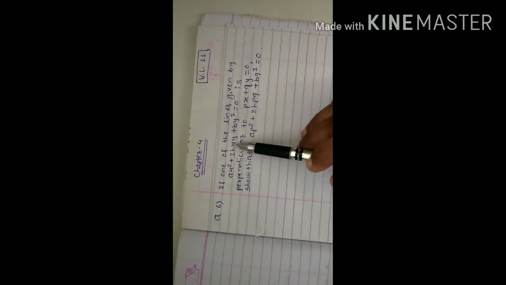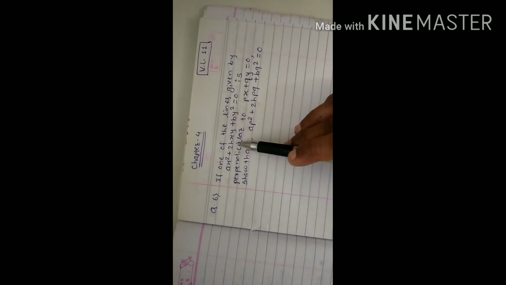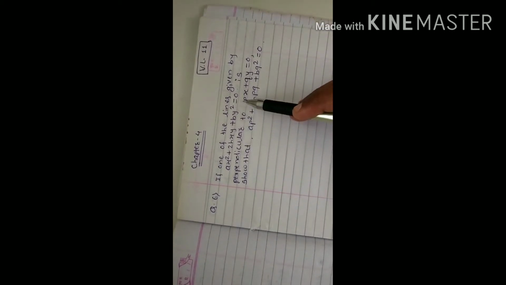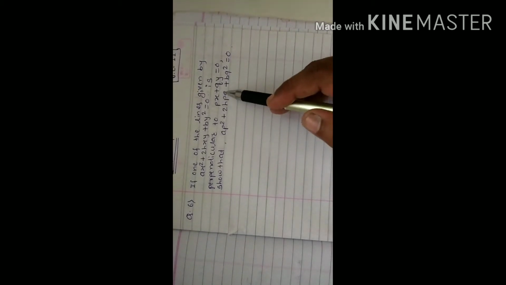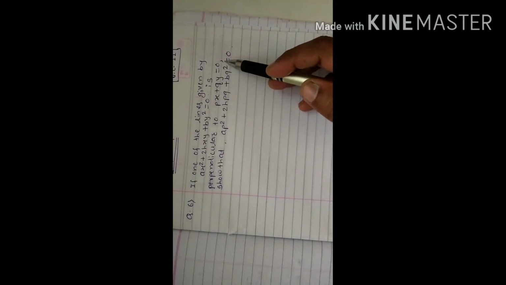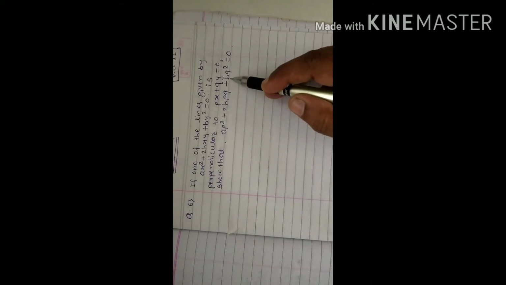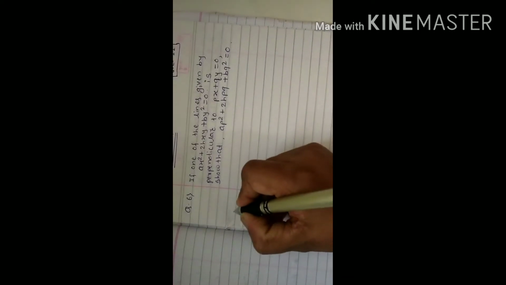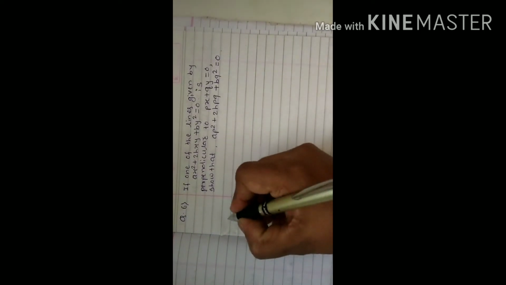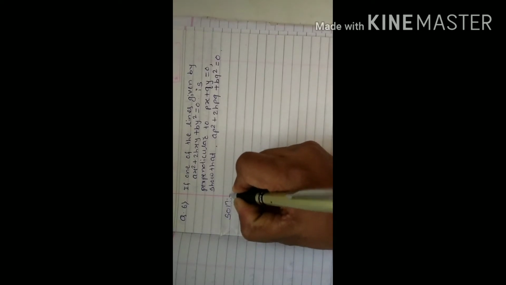Question 6. If one of the lines given by ax square plus 2hxy plus by square is equal to 0 is perpendicular to px plus qy is equal to 0, show that ap square plus 2hpq plus bq square is equal to 0. Solve the above question, that is, solution.